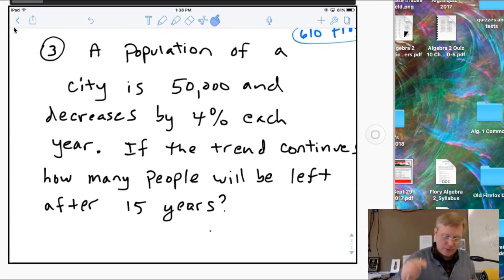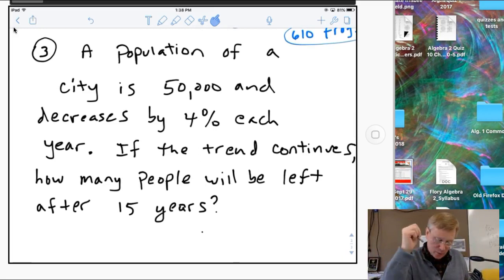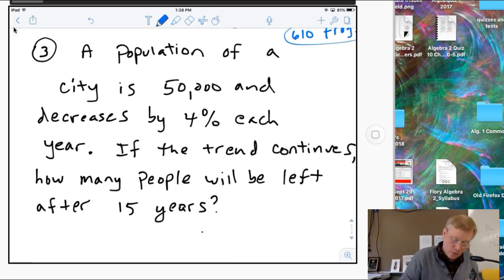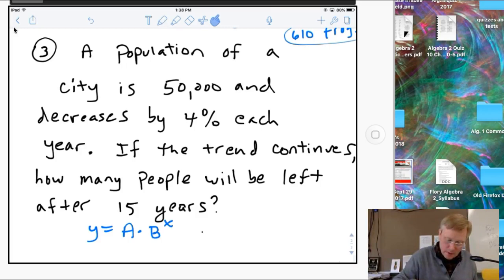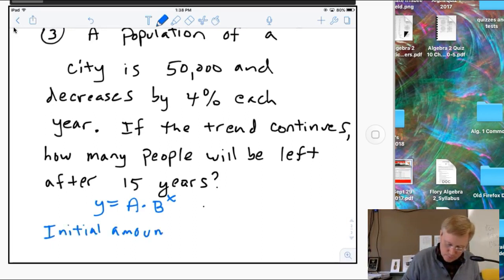A population of a city is 50,000 and decreases by 4% each year. If the trend continues, how many people will be left after 15 years? All right, so once again, same equation. Y equals A times B to the x power. And I'm going to need to know the initial amount and the growth rate. We're going to start with the initial amount first. That one's easier. That's right here in my word problem. The population, which is 50,000 to start.